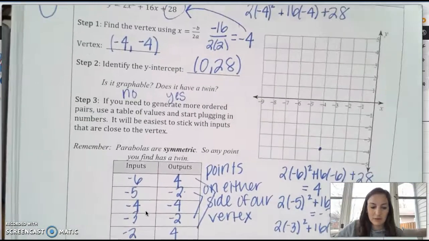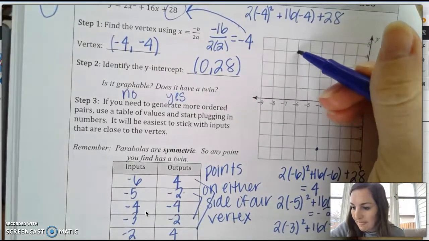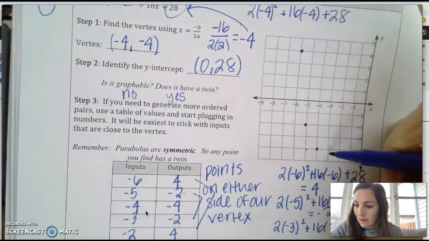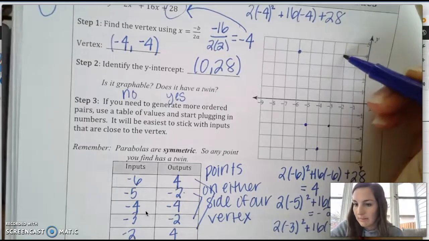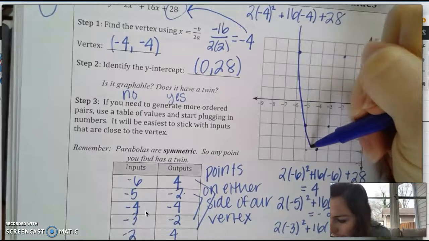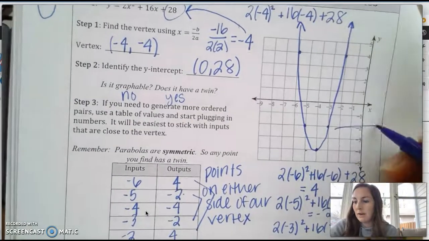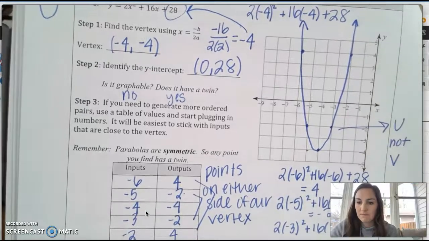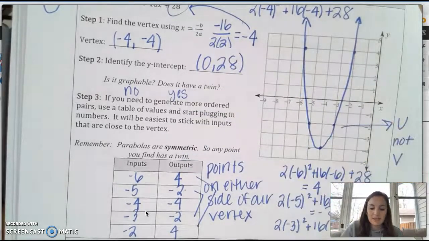So now let's plot all of these points. So I have -6 and a +4. And then I have -5 and a -2. -3, -2, and -2 and a +4, and it mirrors itself. Be careful here. Make sure that you curve your parabola. So it should be a U, not a V. Okay, U, not a V. So that's what we'll do every time. Vertex, y-intercept, and a table.